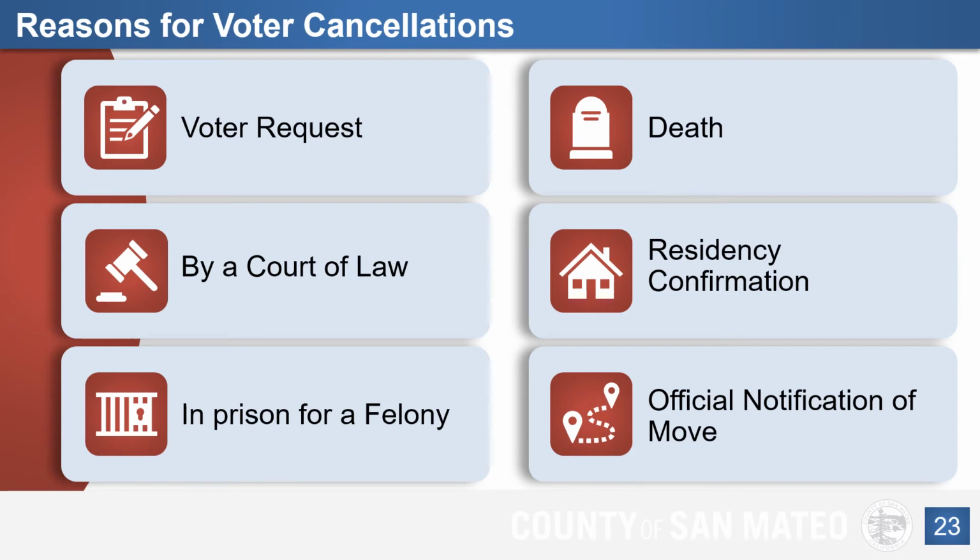Voters can be canceled for the following reasons. At the signed, written request of the person registered. When the mental incompetency of the person registered is legally established. Upon proof that the person is presently imprisoned for conviction of a felony. Upon the death of the person registered pursuant to Article 2 of the Election Code. Upon notification that the voter is registered to vote in another state.